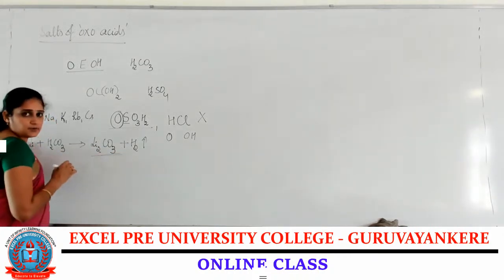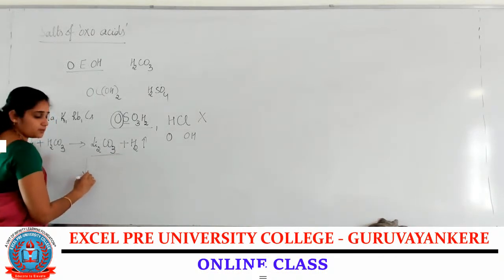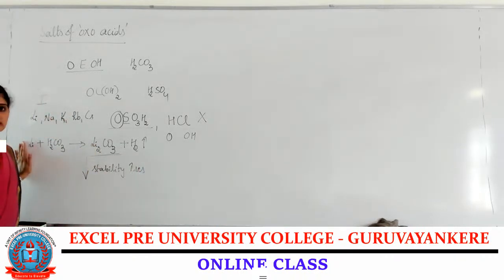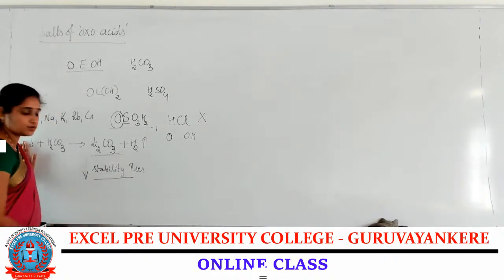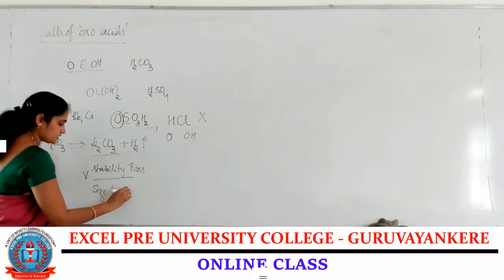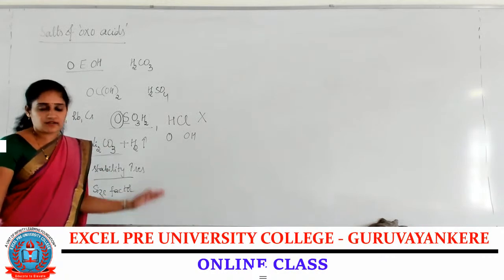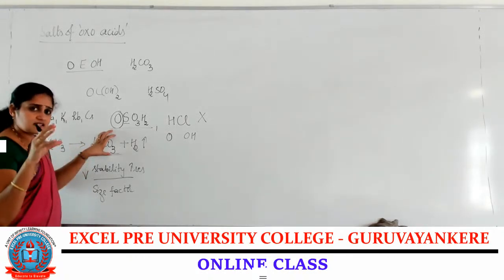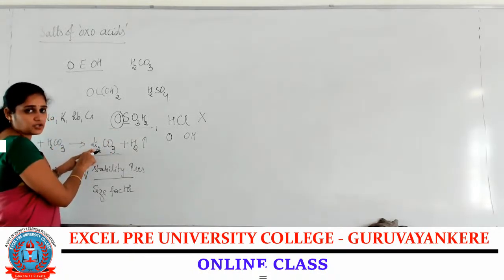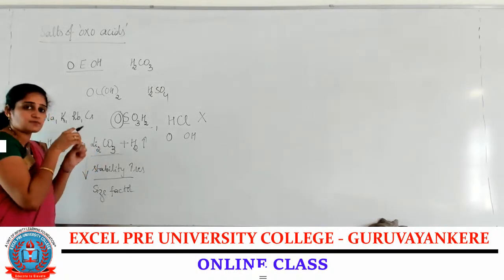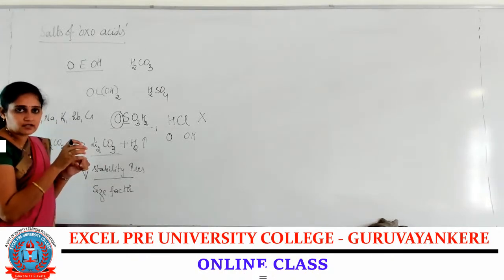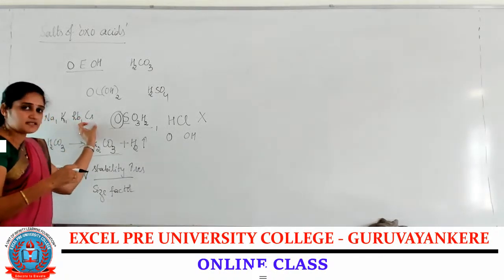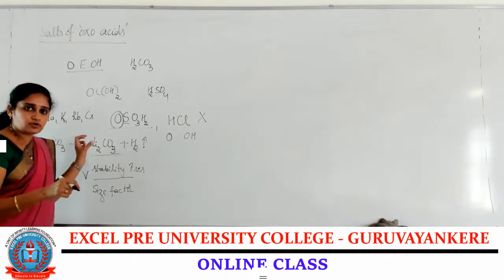Now, within these carbonates, down the group, stability increases. And why does this stability increase? Mainly due to the size factor. We know that down the group, atomic size increases from lithium to cesium. The carbonate ion is bigger, and the size of the lithium ion, Li+, is smaller. So the bond formation between the smaller ion and the bigger ion is a weaker bond. As we move down the group from lithium to cesium, atomic size increases, so the bond between cesium and carbonate is a stronger bond. So down the group stability increases.